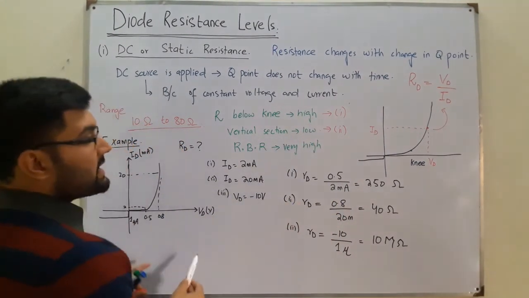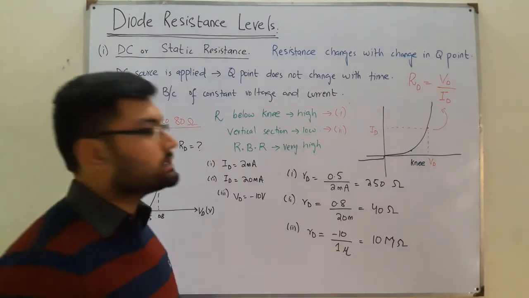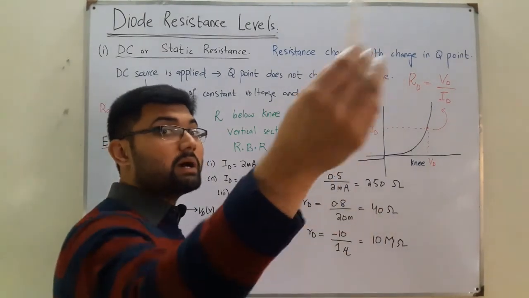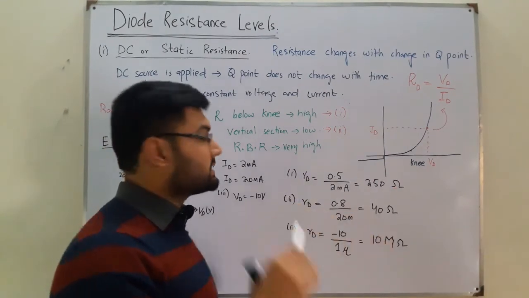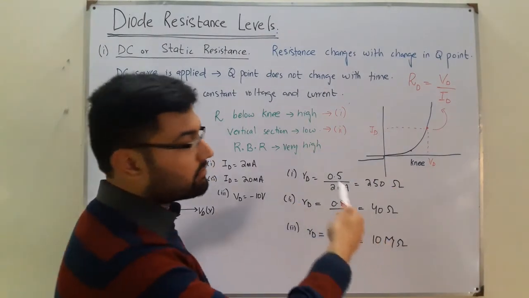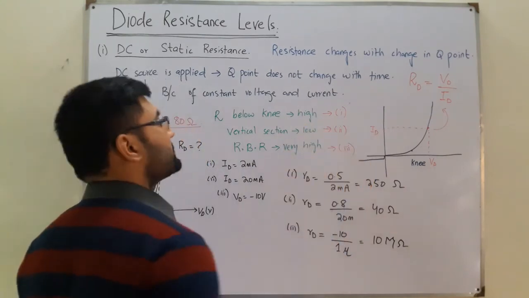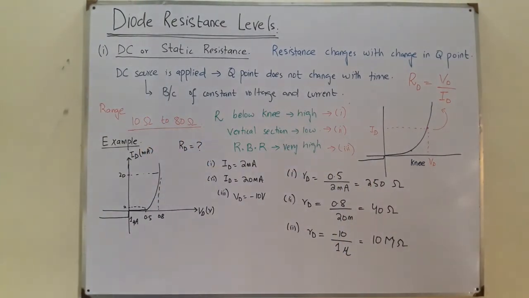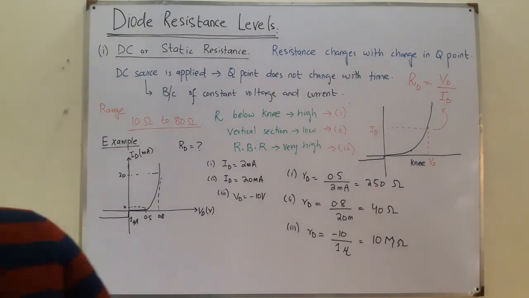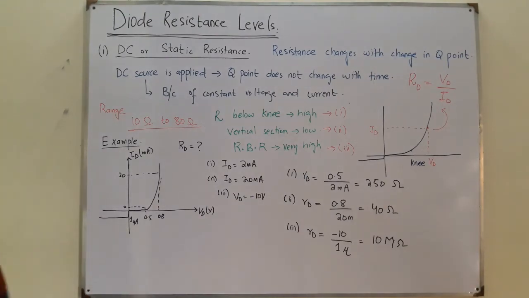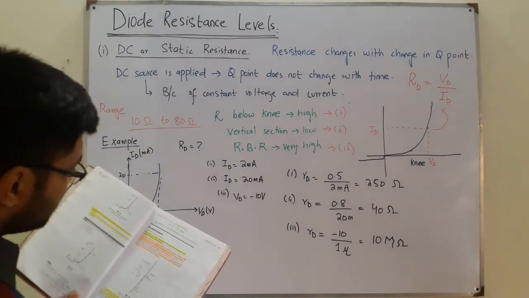And in the reverse bias region, we have a very high resistance. This is 10 megaohms, 10 into 10 to the power 6. Compared to 40, very, very high. So this is case number 3. All right, so this is about the first, that is the DC resistance. We don't have anything else to do.